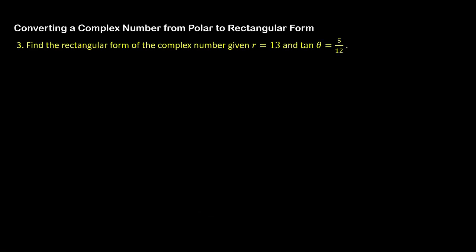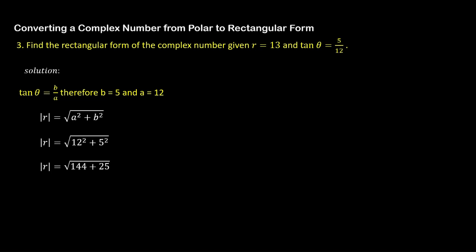Example: find the rectangular form of the complex number given modulus equal to 13 and tangent theta equivalent to 5 over 12. For the solution, tangent theta is equal to b over a, therefore our b is equal to 5 and our a is equal to 12. Just to check if we have the right values for b and a, we will compute the modulus and compare it to the given modulus.